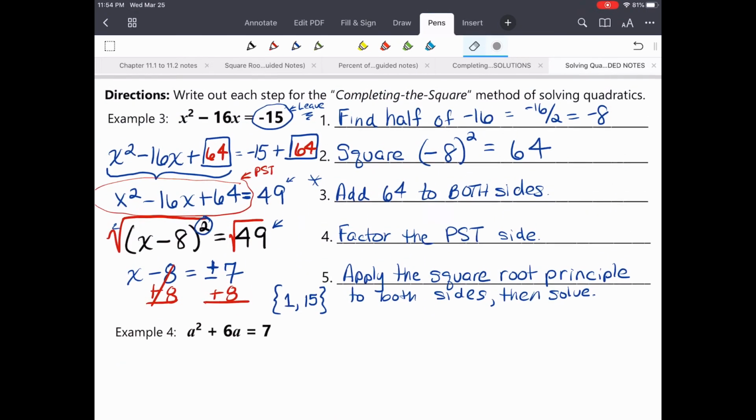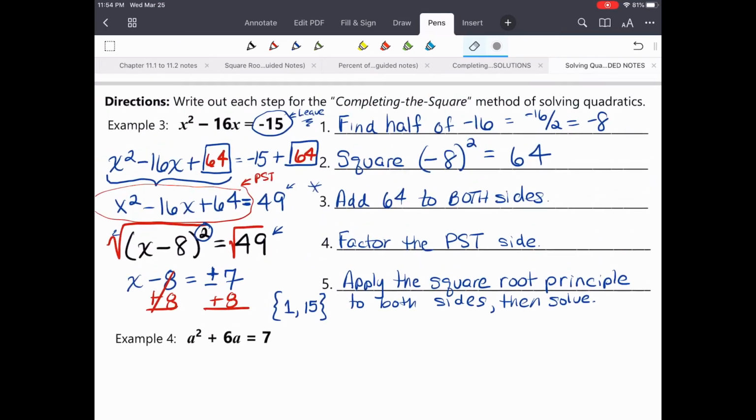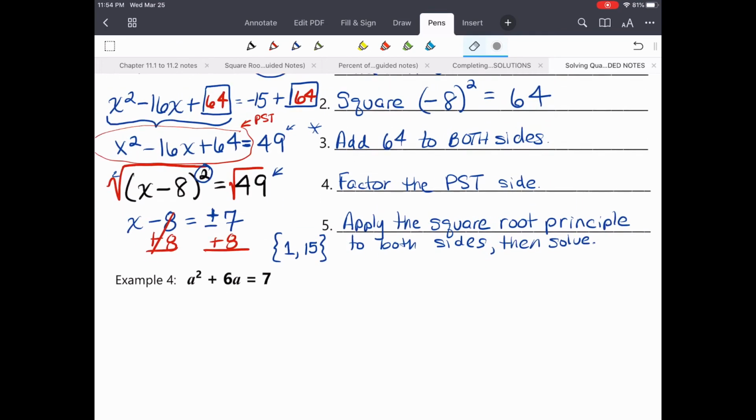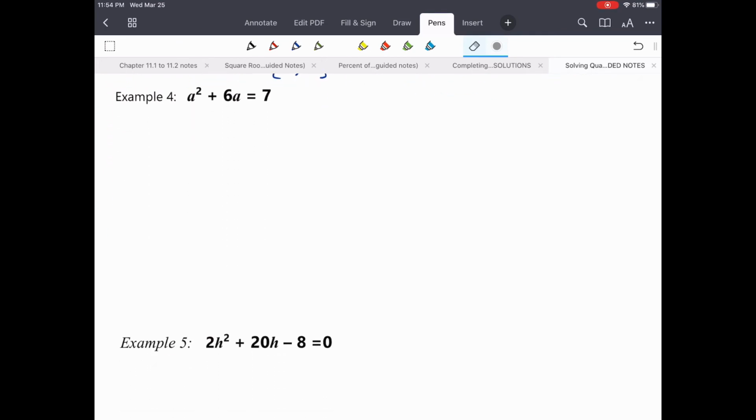All right, so that took a little bit of time to go through, but that's because we were writing all the steps out and just being particular about it. So it should be a little quicker as we go through the last few examples here.